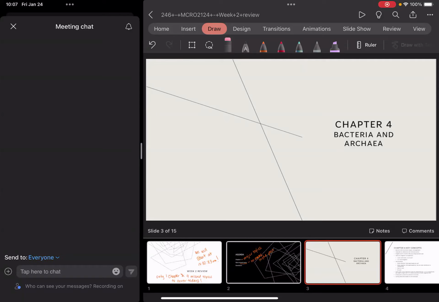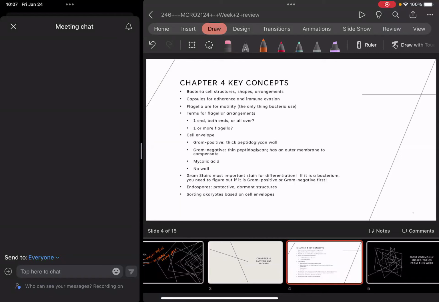Here are our key concepts for chapter 4. We have our bacterial cell structures, shapes, and arrangements. So we have a lot of the main structures that we covered listed out here for us, but our shapes and arrangements, I do want to just briefly touch on those. The shapes of the cells, we're talking about bacteria here.